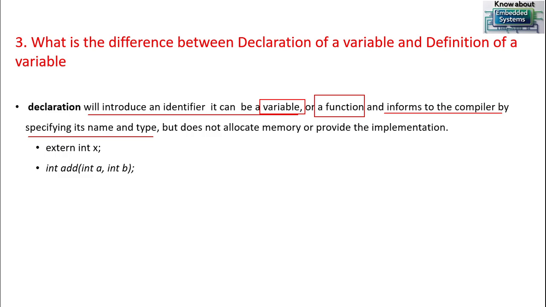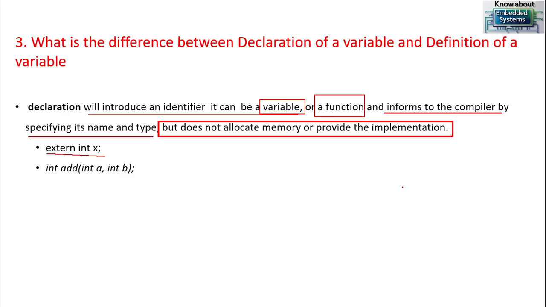But there is a small thing we have to understand. In case of declaration, there will be no memory allocated. We declare only the name of the variable and the type of the variable, but it will not allocate any memory. So this is called declaration. If you want to declare any variable, you can see the example here: extern int x. Whenever you want only a declaration, we have to use extern, saying that I'm going to use this variable in another file.